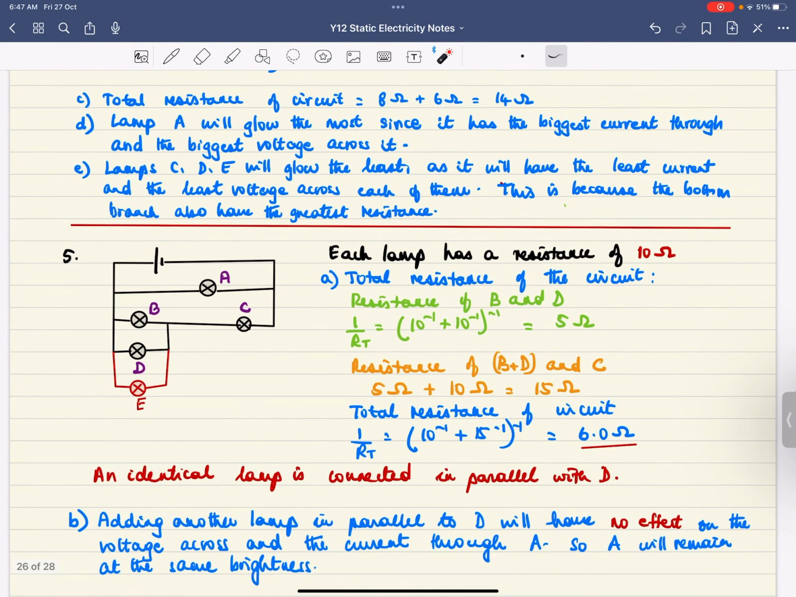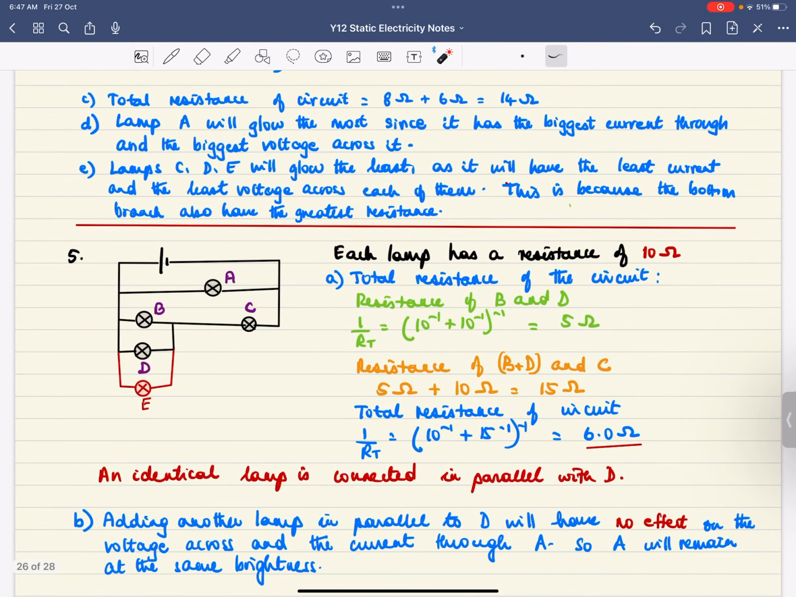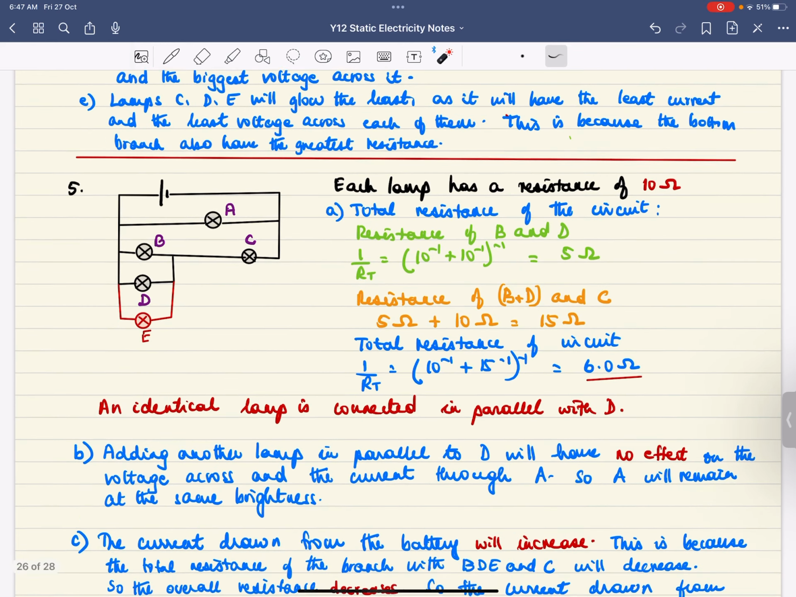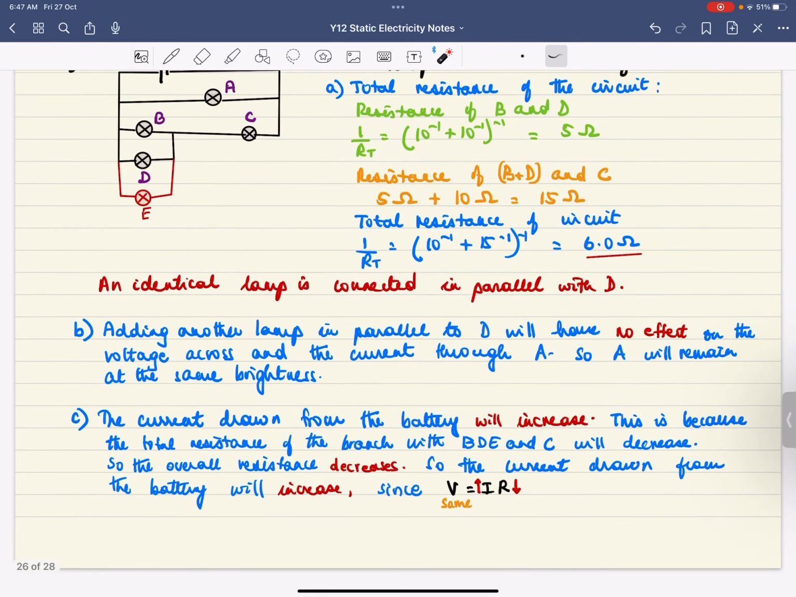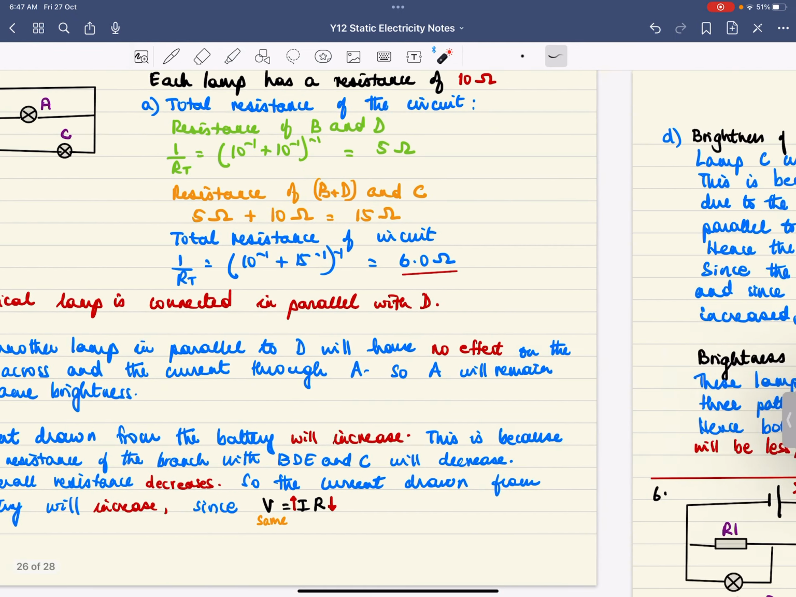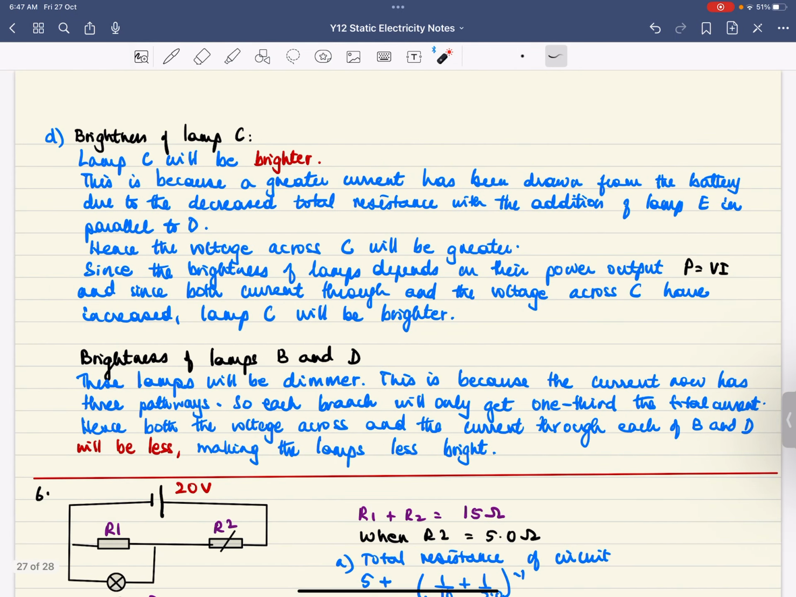And here's another one, and then there's another part to this question. So the D, this thing in red, is when you have one more lamp added in parallel, what's going to happen. And so here you go, and then there's some more about the brightness of the lamp. And here's the explanation for that.